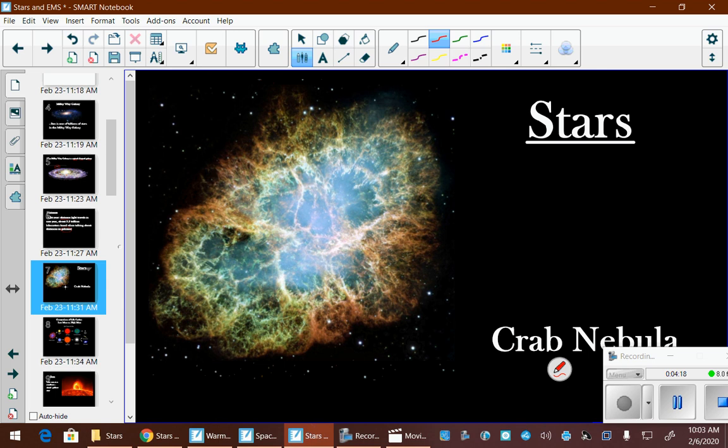Stars do the same thing, and a couple of different things are going to happen depending upon the mass of those stars. So where stars start out is in what is called a nebula. Okay, so this is a picture of the Crab Nebula, but this is where stars are born, and that's where they're formed. So we're going to start off with, this is where we get stars.